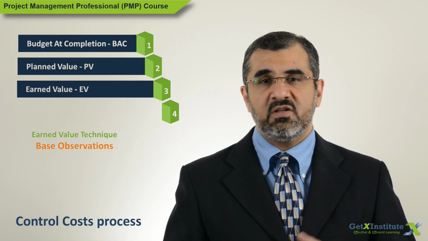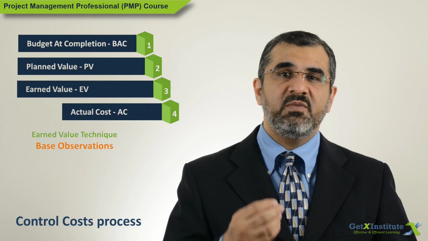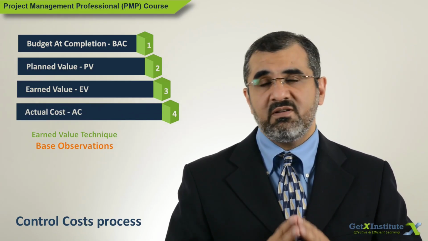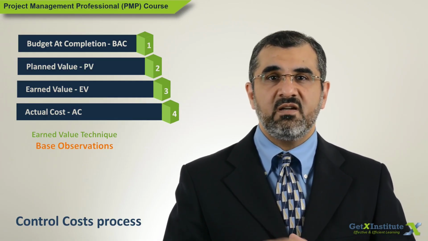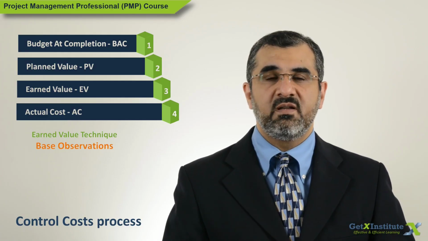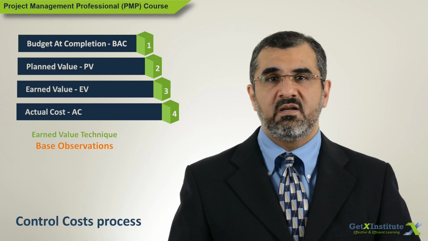Fourth, actual cost or AC. It is the cost recorded to perform the work till the status date. It is important to understand the term recorded. It translates to cost incurred or assumed to have incurred. It may change based on how costs are recorded.